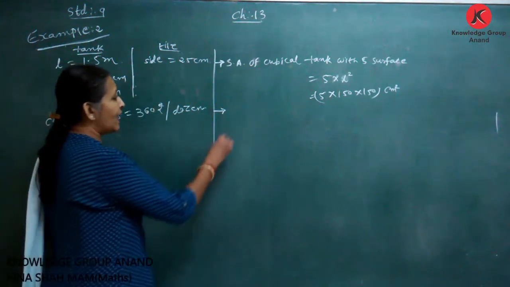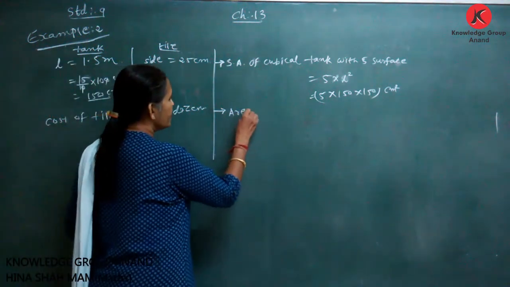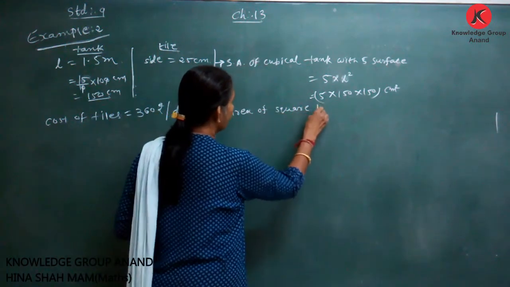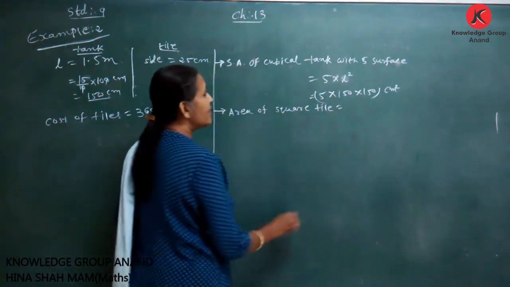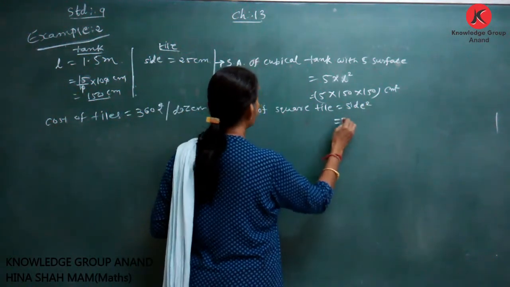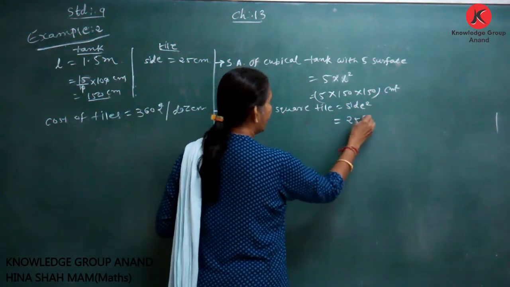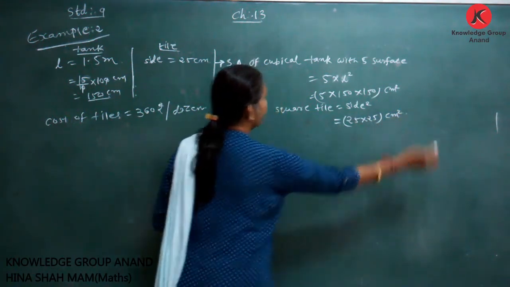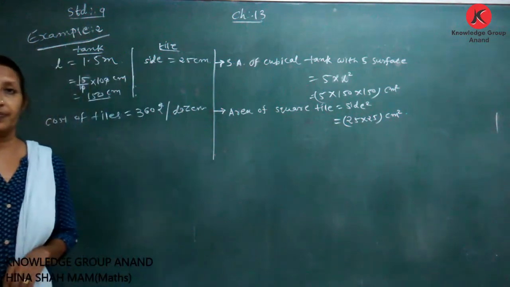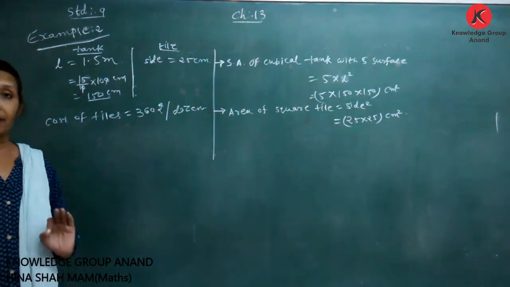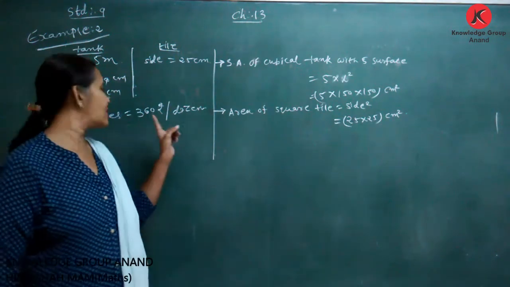Area of a square tile is equal to side square, which is equal to 25 into 25 centimeter square. Now, how many tiles are required? Then we calculate its cost.